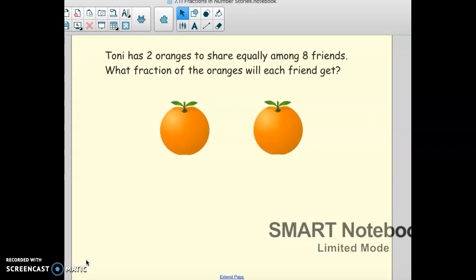Now you try one on your own. Tony has 2 oranges to share equally among 8 friends. What fraction of the oranges will each friend get? Remember to think of fraction circles or other fraction models to help, and the number of equal shares needed. Please pause the video now to give yourself time to solve the problem.